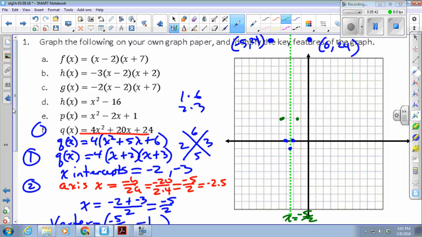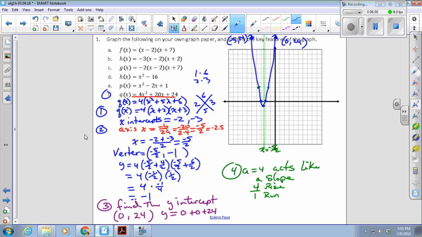When I finish the job and plot the points, I want a nice smooth graph, hopefully. And here, because of that 4, it shot up pretty fast, didn't it? And we're done. Let's take a look at all that mess. That's what we're finished with.